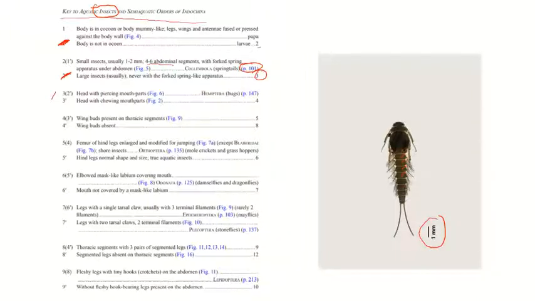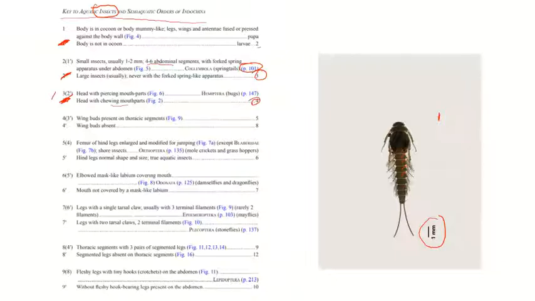So in couplet number 3, we have several choices. Head with piercing mouth parts, so meaning to say there has to be a stylus or a stylet, or head with chewing mouth parts. We cannot see any piercing mouth part here, so we'll go with the second lead. Okay, which brings us to couplet number 4.